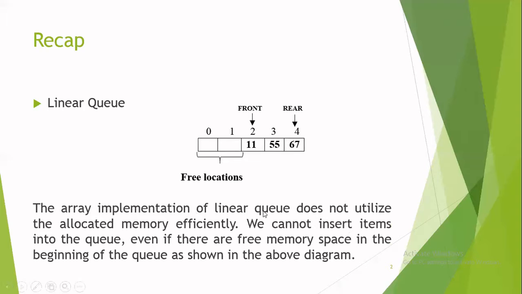The array implementation of a linear queue does not utilize the allocated memory efficiently. Here, we cannot insert items into the queue even if there is free memory space at the beginning of the queue, as shown in the above diagram. This is the main limitation of the linear queue. To overcome this drawback, a new data structure was introduced, called the circular queue.